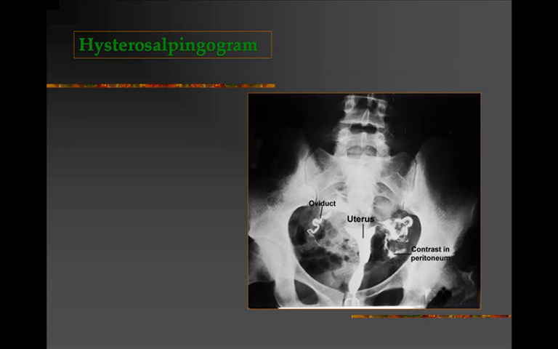Another type of contrast study is a hysterosalpingogram. In this particular type of study, a small amount of contrast material is introduced through the cervix to outline the uterus and the fallopian tubes. Here we see the uterus, the right oviduct or fallopian tube, and the left oviduct, and some amount of contrast material has spilled out into the peritoneum. This is normal and indicates that the oviduct or fallopian tubes are patent.